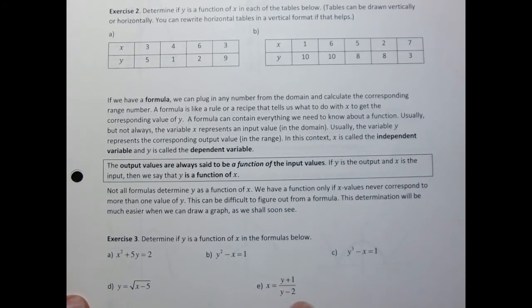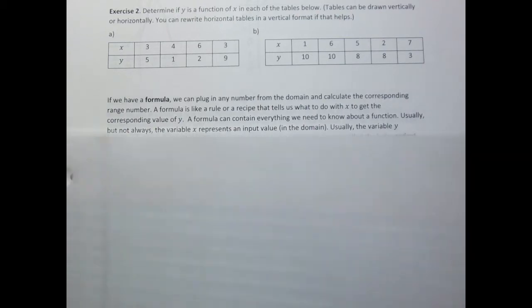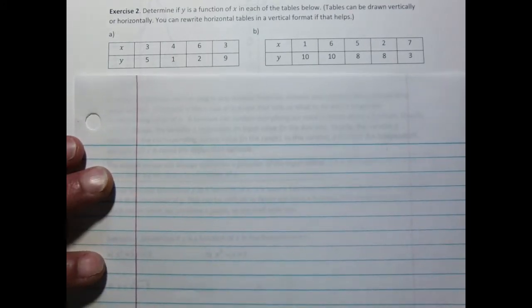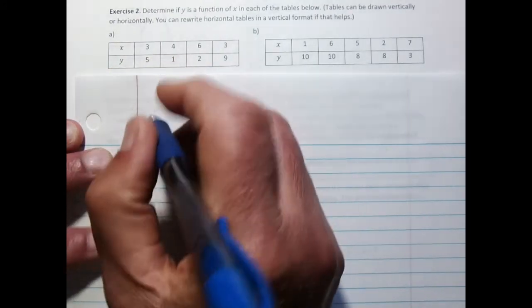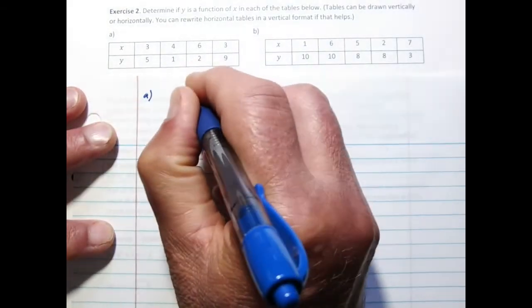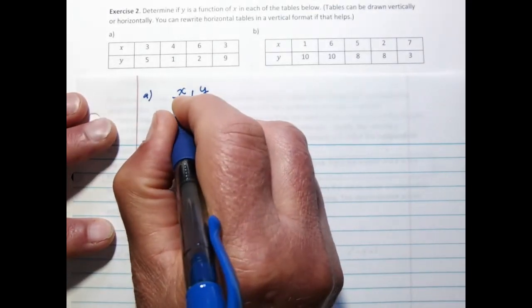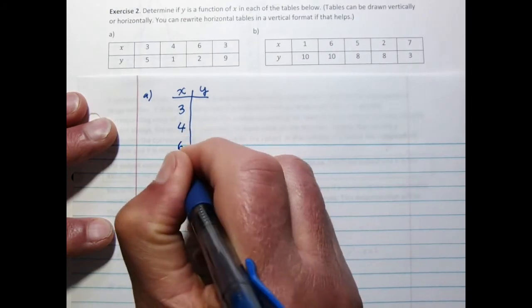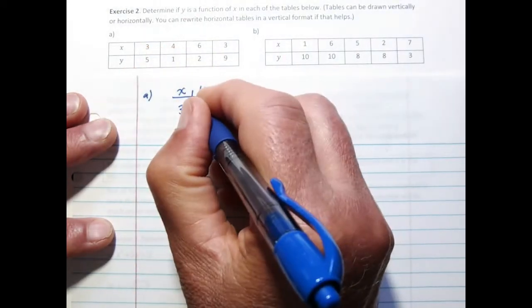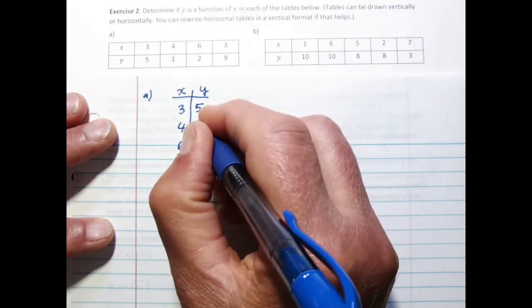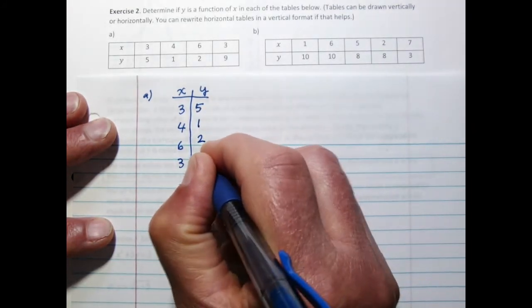Determine if y is a function of x in each of the tables below. Now, tables can be drawn vertically or horizontally. I drew these horizontally because the textbook has examples written in this way. But for example, example A, I could have written the table in this way, where x values 3, 4, 6, 3 correspond to 5, 1, 2, and 9.